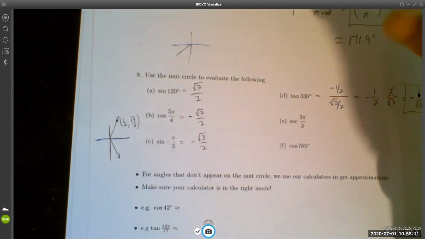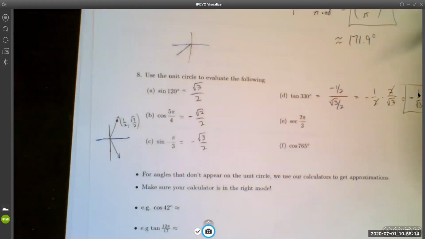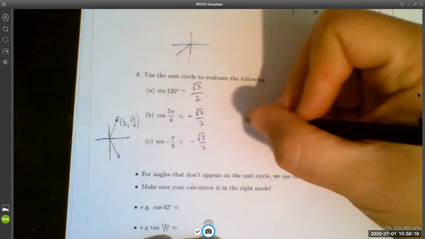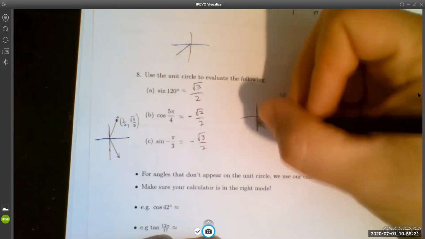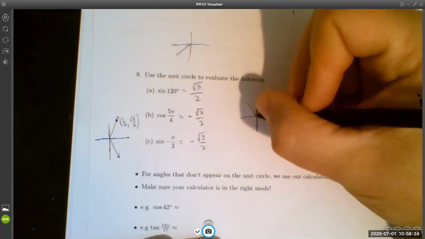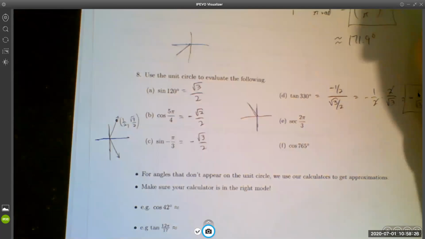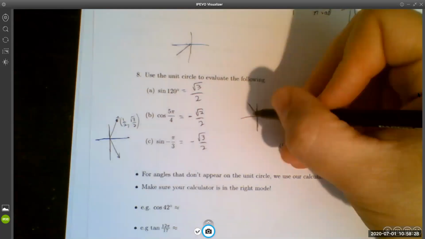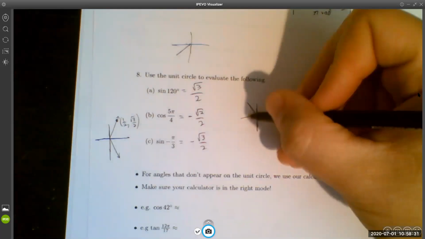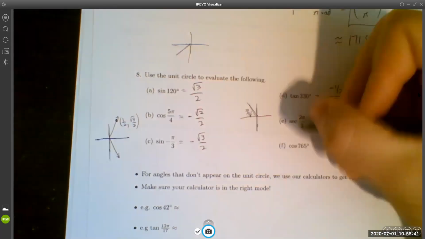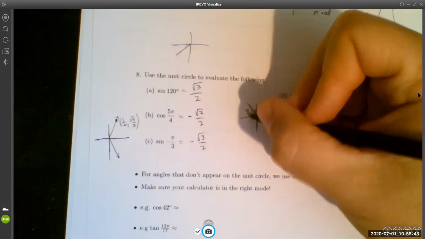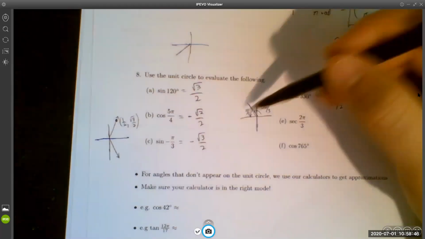Okay. Secant 2 pi over 3. It's more than pi over 3, but less than 3 pi over 3, right? It's somewhere in here in quadrant 2. In fact, to get to 3 pi over 3, I would have to add another pi over 3. So I know that the reference angle for 2 pi over 3 is pi over 3.